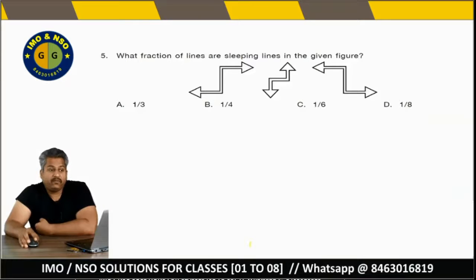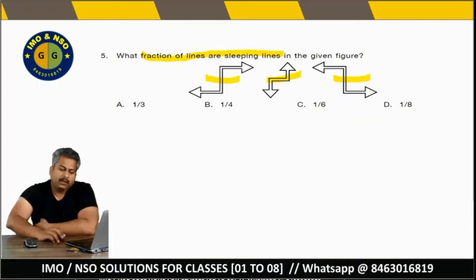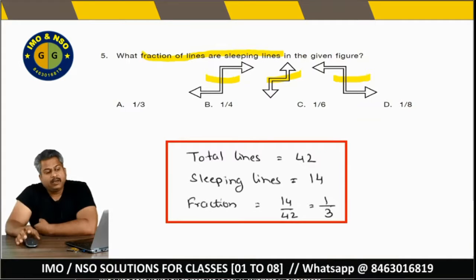Question number 5. In question 5, it says that the fraction of lines which are sleeping. Okay. So, we know what are the sleeping lines. Sleeping lines means the horizontal lines. So, in this particular figure, figure number 1, figure number 2, figure number 3, there are different positions of the lines. So, if we calculate, then the total lines in these figures, including the diagonal, the vertical, the horizontals, everything, it is equal to 42.